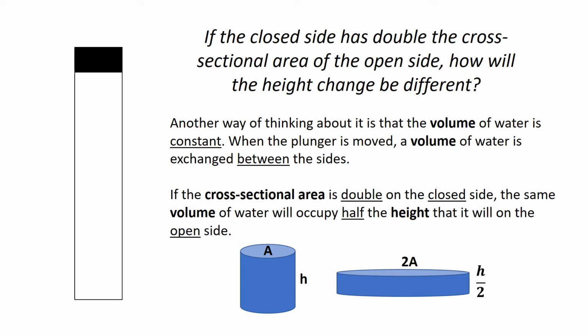I'm modeling them as cylinders, but it wouldn't really matter what shape we used, it'll be the same as long as it was regular. So that's another way of thinking about how this works and how the height change would be different. So what we'd expect to see is the height change on the left-hand side should be double that on the right-hand side if the right-hand side has double the cross-sectional area.